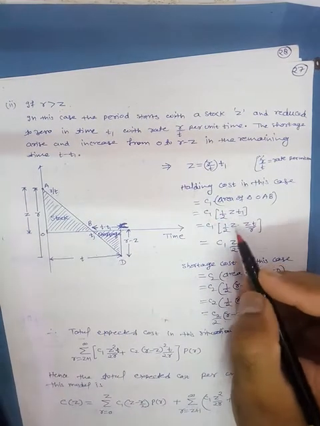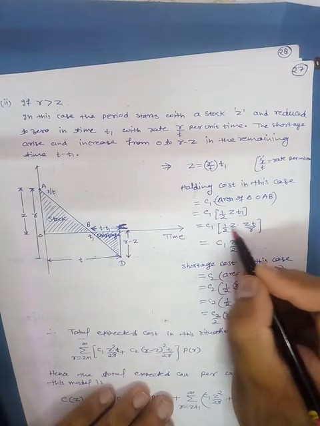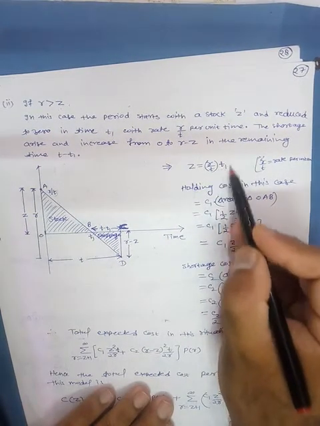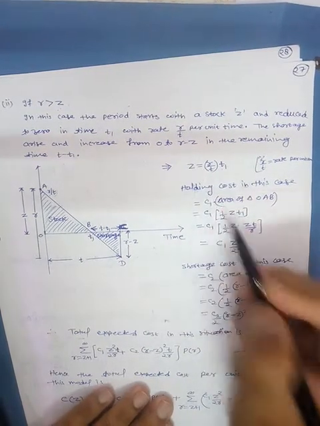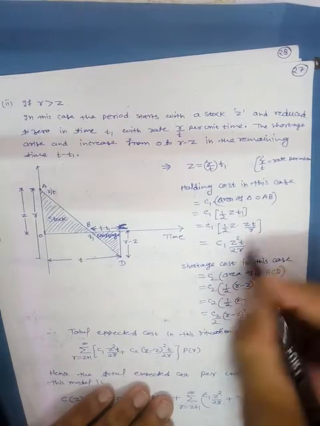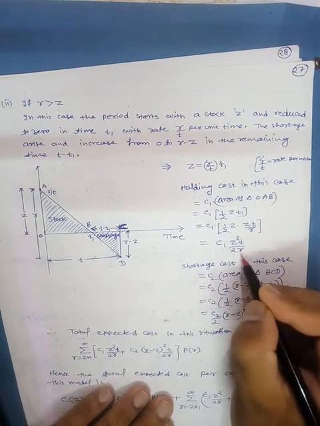This is the holding cost. So C1 times 1 by 2 Z. Now T1, from here you can find out T1. T1 is Z T divided by R. So substitute it here: C1 Z square T by 2R.